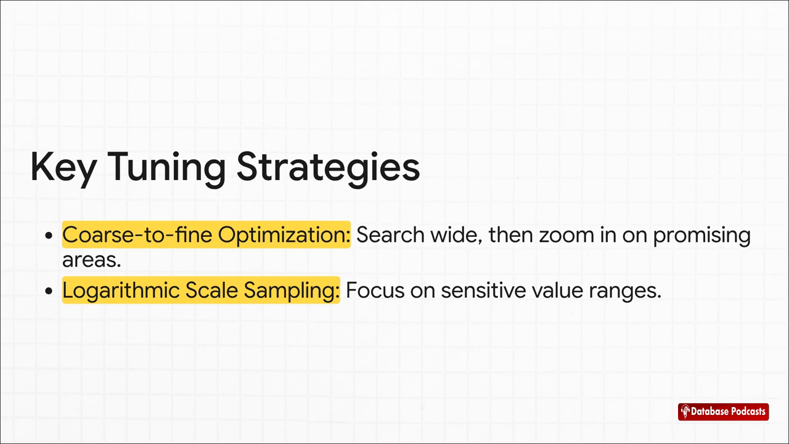So the first one, coarse-to-fine, is pretty much what it sounds like. You start with a very wide, sparse search over your entire hyperparameter space. Once you find a region that looks promising, you then zoom in and do a second, much finer search, only in that smaller, more promising area. It's a simple and really effective way to focus your computer's time where it matters most.